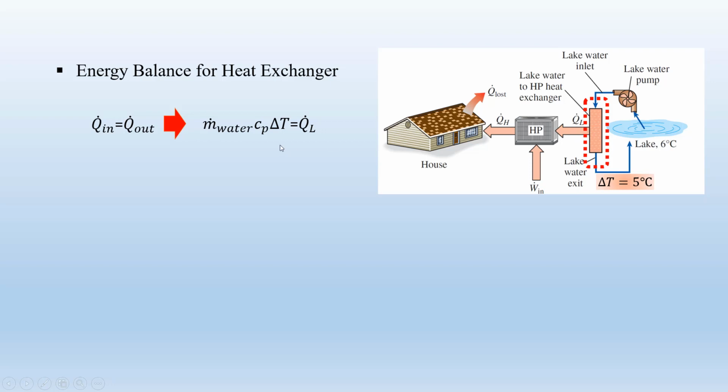So look, guys, you are looking for the M dot for water. The Cp of water is known. You can find it from the tables. The delta T is given, 5. So to find the M dot, guys, you need to find the Q dot L. Question: how can you find this Q dot L? Please spend 2 minutes and then answer this question. Please pause this video and then try to find the Q dot L.